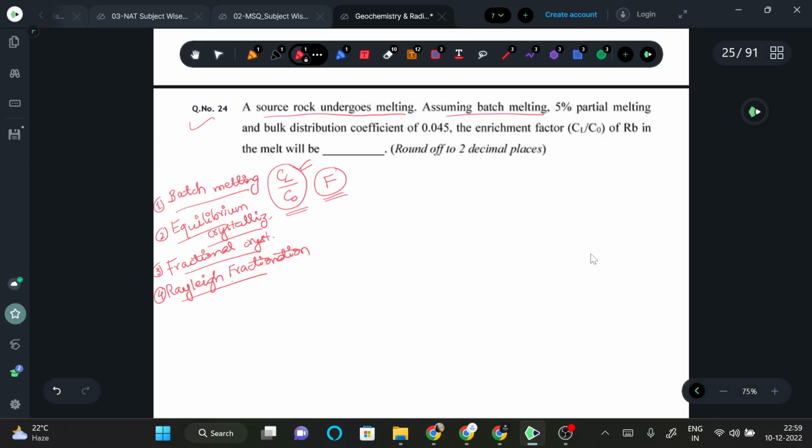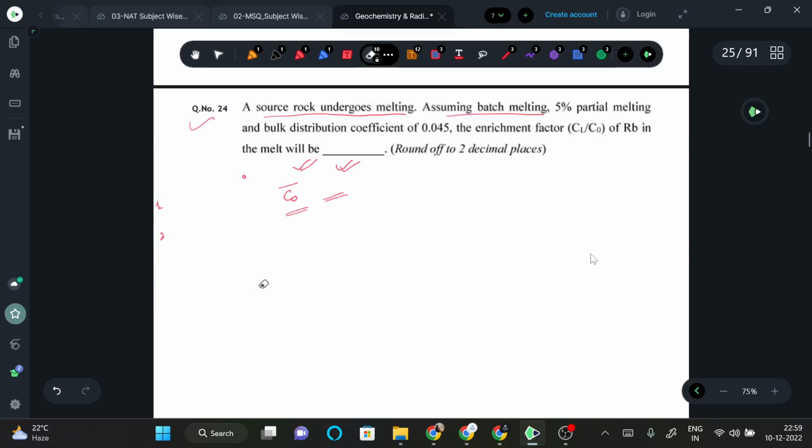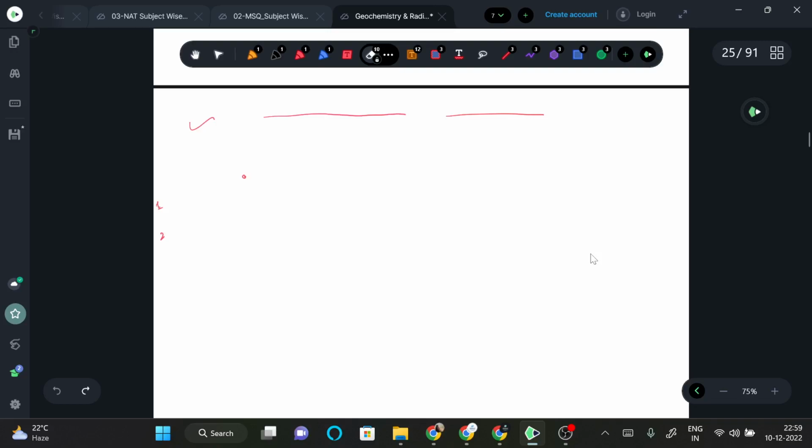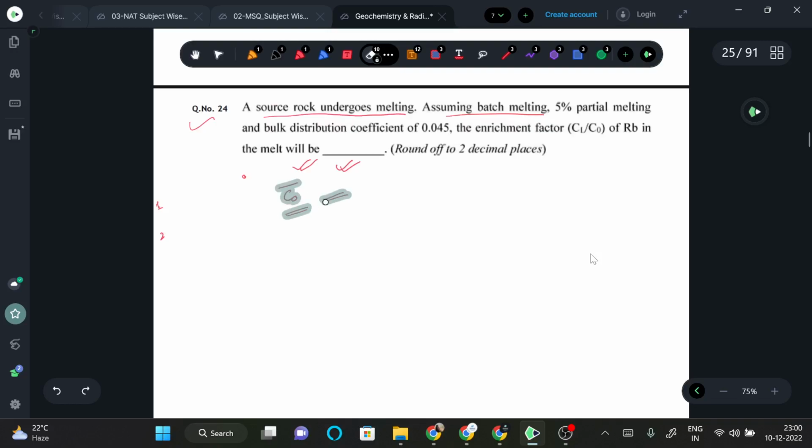So write these down and remember these: for batch melting, for equilibrium crystallization, for fractional, for Rayleigh fractionation. Do this by yourself, just a simple homework for you all, because the questions just keep rotating between these conditions. Okay, so here in the question it is telling about batch melting.